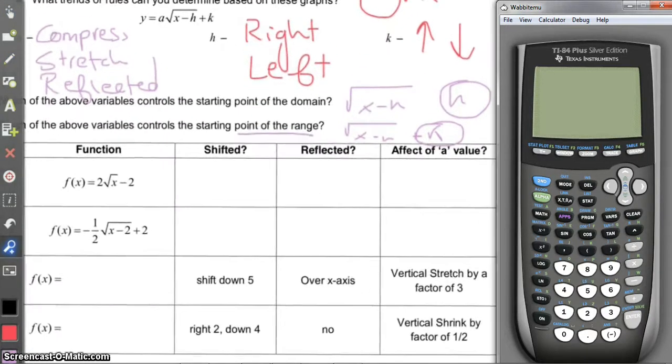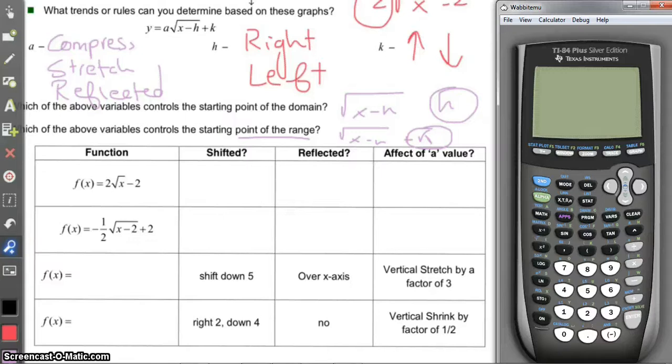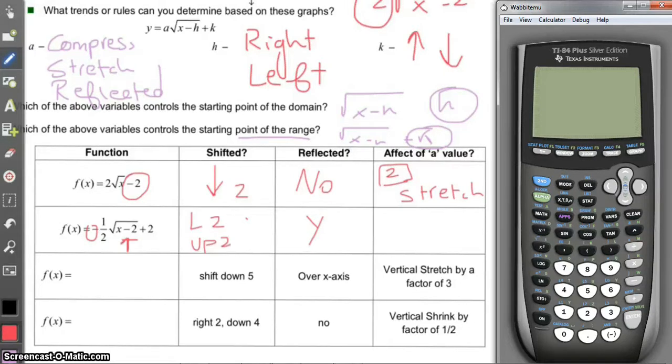I hope you tried on your own, so let's do this together. Now, is this going to be shifted? Yes, since the -2, it's going to be shifted down by 2. Reflected? No, there's no negative on the outside. Since we have a 2, a is 2, so this is going to be a vertical stretch by a factor of 2. Now here, is it going to be reflected? Yes. How is it going to move? It's going to move left by 2 and up by 2. Remember, opposite of the h and the same as k. Effect of a, so half, so it's going to be a vertical compress or shrink by a factor of half.